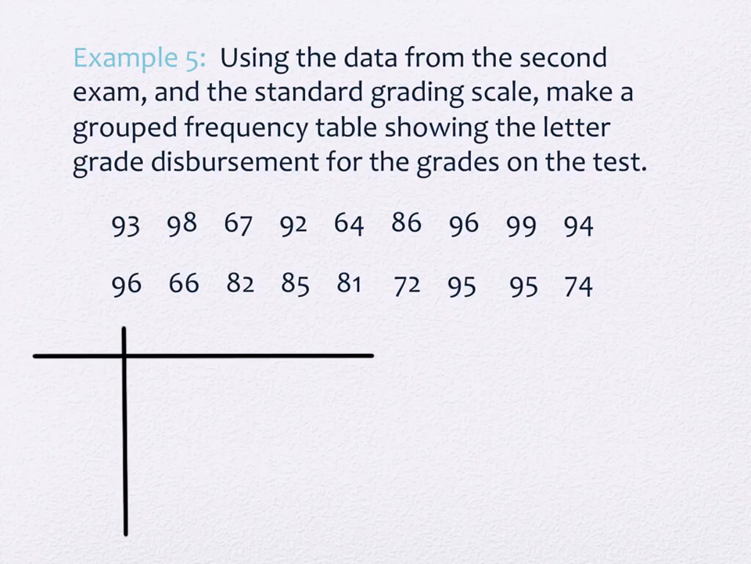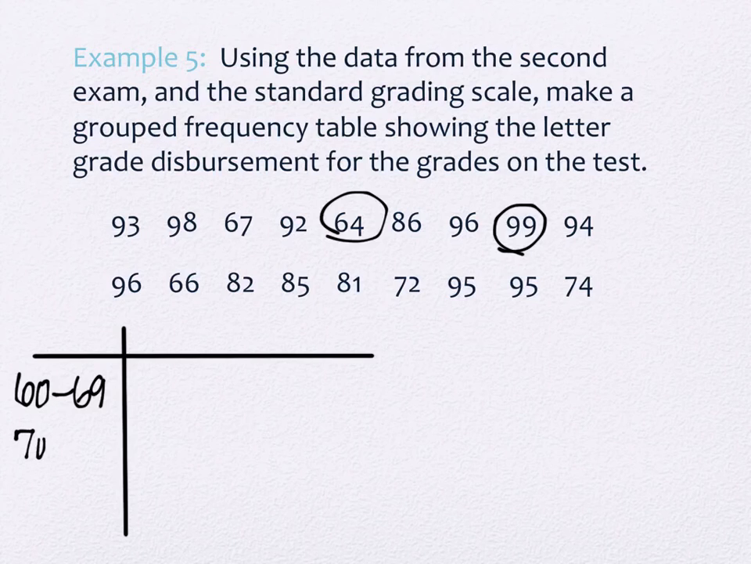So our data, the smallest number on our table, if you'll remember, was 64, I think, and the largest one was 99. So as I'm looking at my data, I need to talk about the 60s, the 70s, the 80s, and the 90s for it to make sense, because I'm looking at grades. So this would be 60 to 69. This would be 70 to 79, 80 to 89, and 90 to 99.